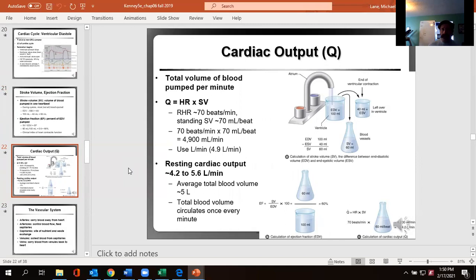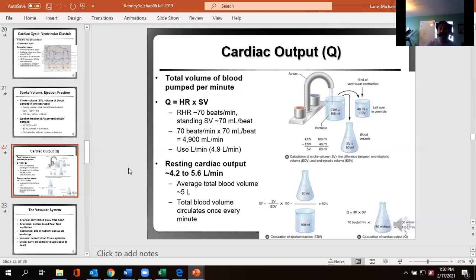Now, cardiac output happens to be the combination of the heart rate, so that's beats per minute, multiplied by the stroke volume, blood per beat. So if we have how many times your heart beats per minute, and how much blood is pumped each beat, boom, we have the total liters of blood that your body is pumping around each minute. And this is a great indicator of how hard we're working out. So resting cardiac output for most people is around 5 liters per minute. Obviously, if you're bigger or smaller, it'll scale appropriately.